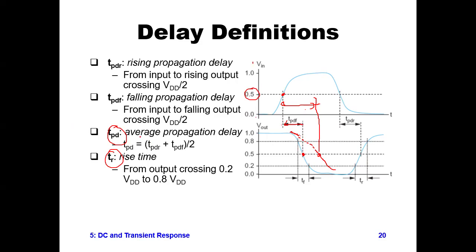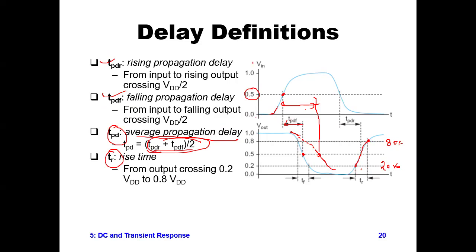Now, what is the average propagation delay? Average propagation delay is TPDR plus TPDF divided by 2. What is the rise time? Rise time is when your input goes from here to there. Rise time is from 20% to 80%. When your waveform goes from 20% to 80%, this is called rise time.